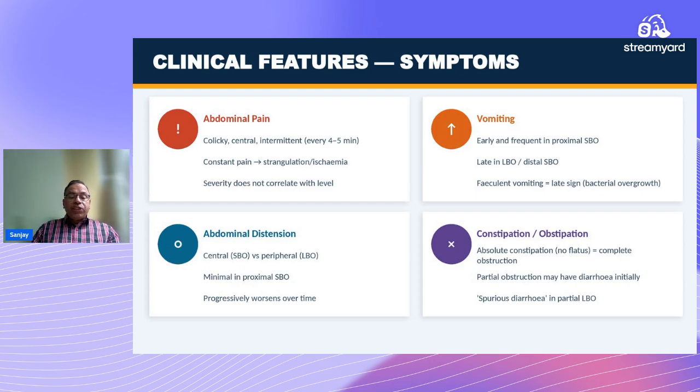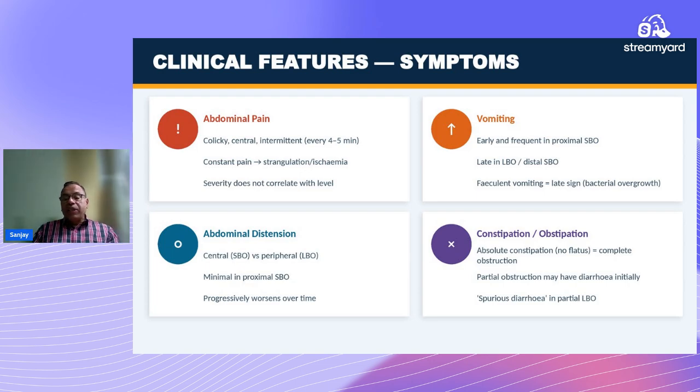Abdominal distension may occur centrally in small bowel obstruction, whereas it may be slightly peripheral in large bowel obstruction. Abdominal distension is very minimal and very late in proximal small bowel obstruction, but it is very pronounced and early in a distal large bowel obstruction. And this abdominal distension may progressively worsen over time. It can also lead to splinting of the diaphragm and respiratory compromise.